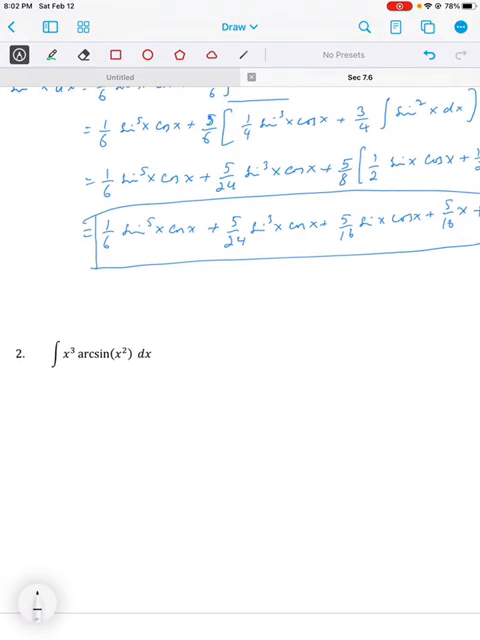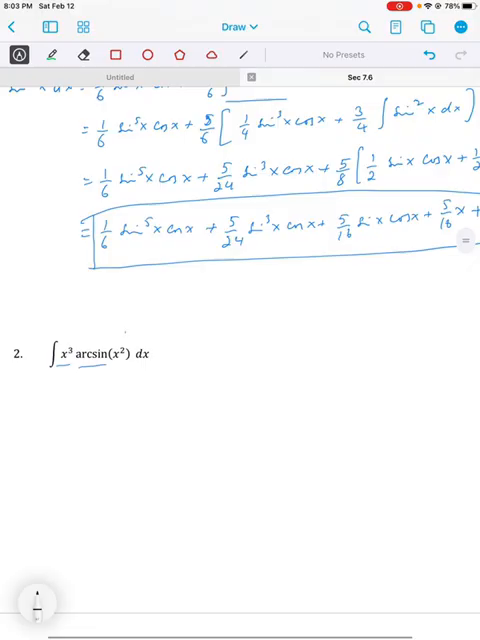Next is x cubed times arcsin of x squared. Now notice here, this is like a polynomial or a power function multiplied by an inverse sine function. But inside the inverse sine function, we have an x squared. So normally if you look up in the formulas, you won't find a formula directly for this. Normally it will be like a single variable here, u. So which suggests that we should make a substitution here.